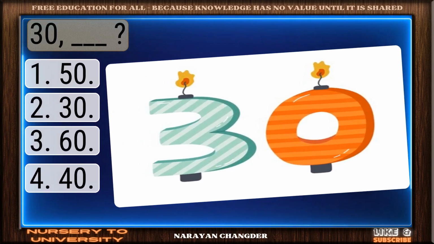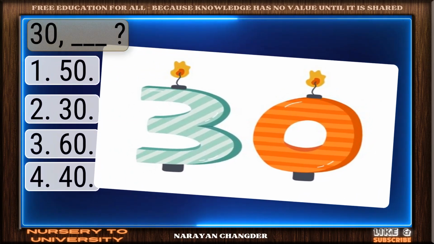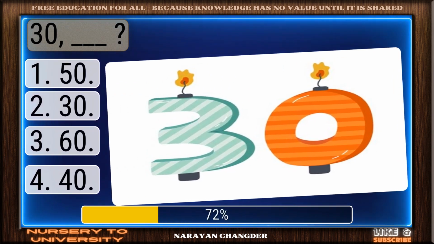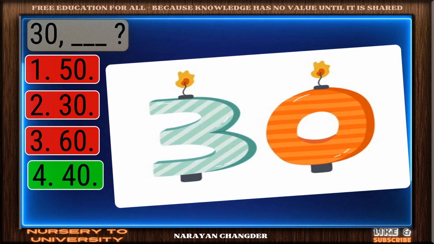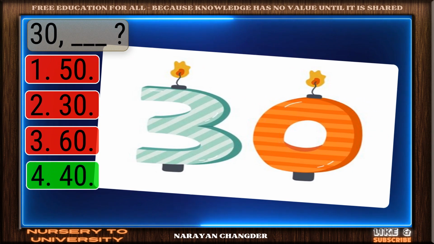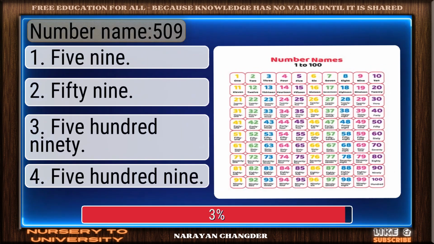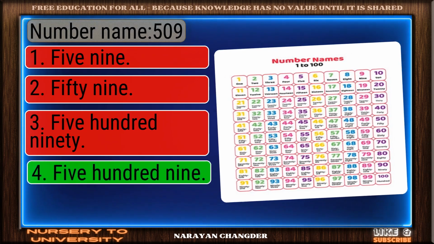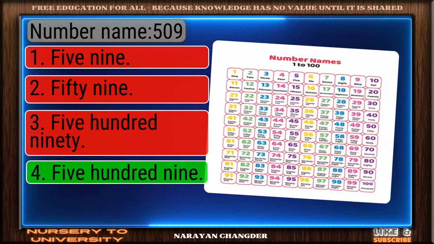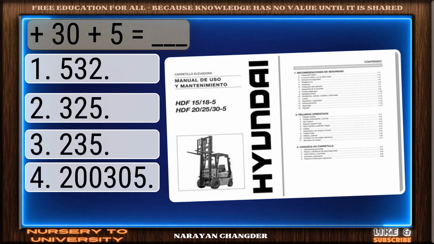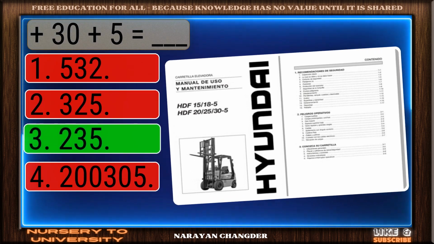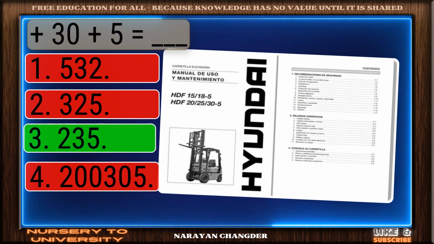Can you solve all these Class 3 Maths Chapter 1 Where to Look from questions? 30 dash. Perfect. 40 is the correct choice. Number name 509. Excellent choice. 509 is the right answer. Plus 30 plus 5 equal to dash. Right choice. 235 is the best answer.